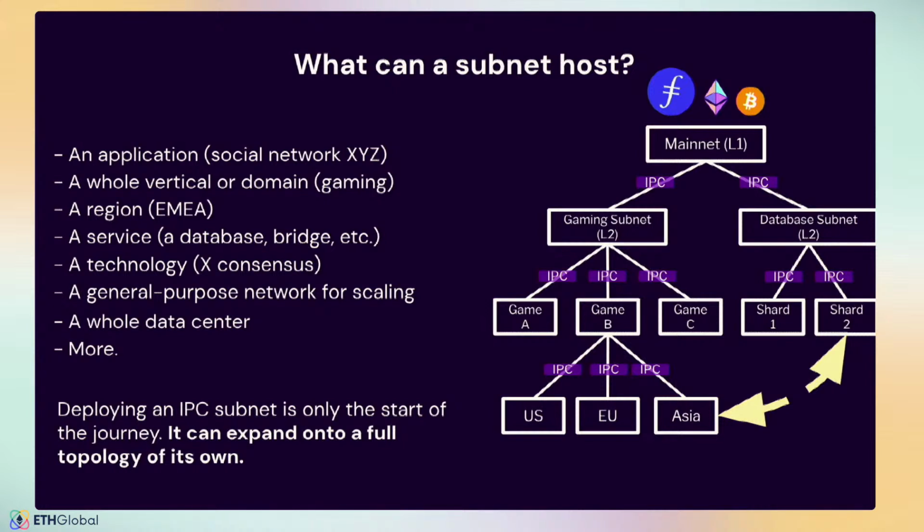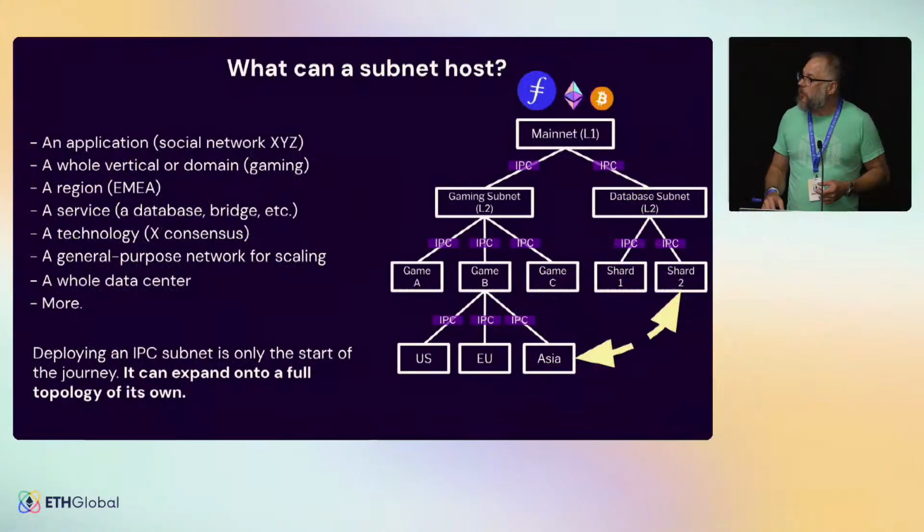I think I've probably covered most of this already, talking about what a subnet can host. So like I say, different things, different applications, different geographic regions. Deploying a subnet is kind of the start of a journey, and then it could expand onto a whole topology of its own. It depends whether you're running it. You could have a whole ecosystem running it as well. You could determine the incentives for what people might get for running a node.